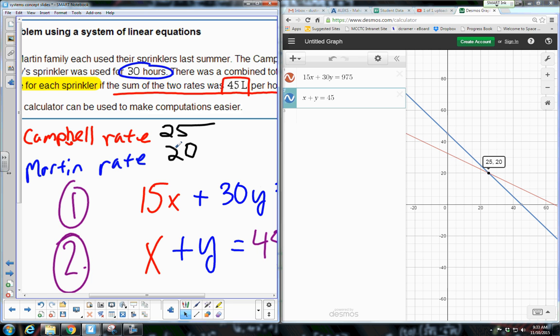So you just got to pull the information out of the problem, stick it in Desmos, see where they cross, and you're done. Okay? Piece of cake. Good luck on that.